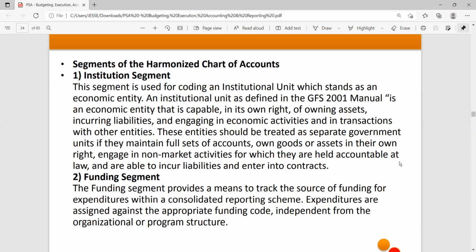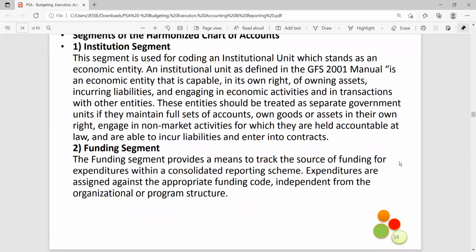So the funding segment provides a way to track the source of funding. That's the key here: the source of funding for expenditures. Where did the funds come from for the expenditure to take place? That's what we mean by the funding segment. It's very, very crucial. So you have the institution segment and you have the funding segment.